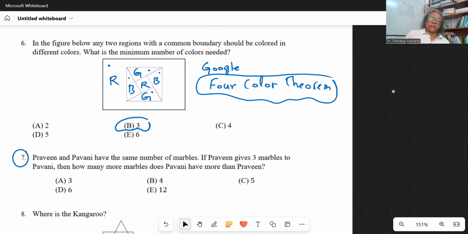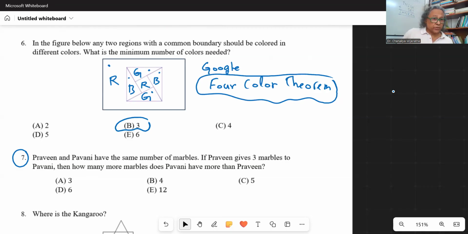Praveen and Pavani have the same number of marbles. If Praveen gives 3 marbles to Pavani, then how many more marbles does Pavani have than Praveen? Now, as I say, pause the video and do it and come back and watch how I solve it.